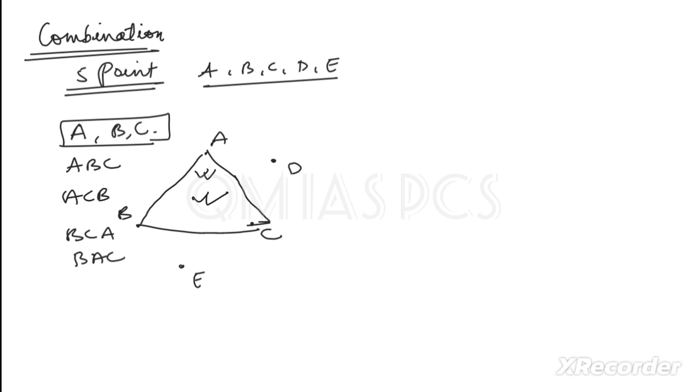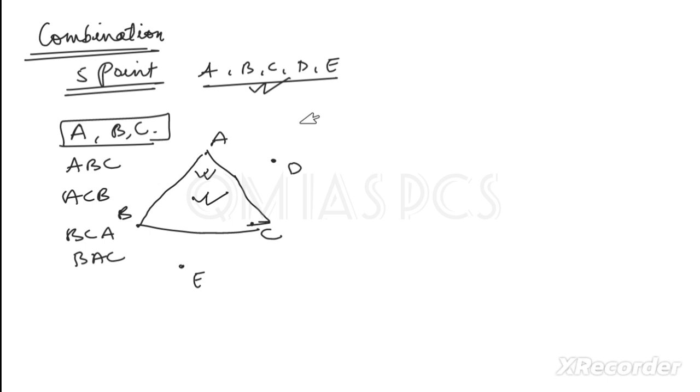So this is the case of combination, because we are changing the order but the result is the same. Whatever the result we are getting, it is the same triangle. So this is the case of combination, right? Because we are selecting 3 points out of these 5 points. Any 3 points you select, you will get the same triangle every time.